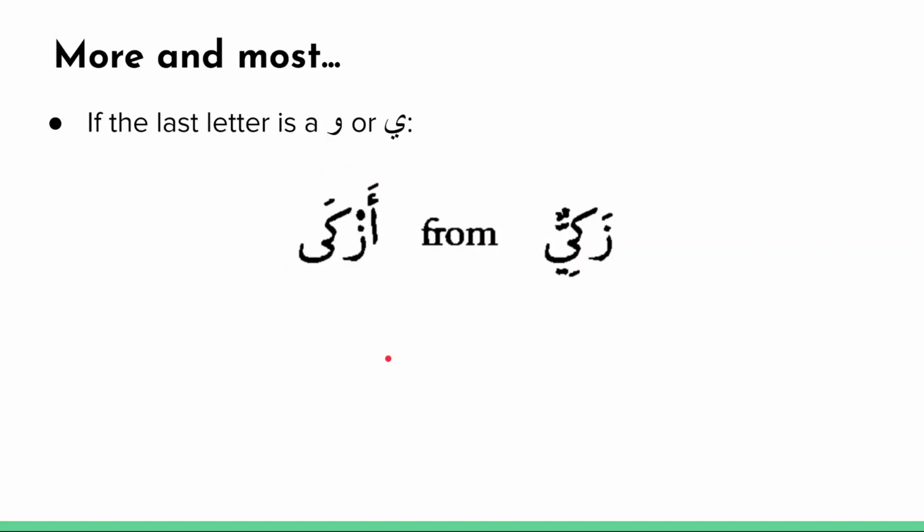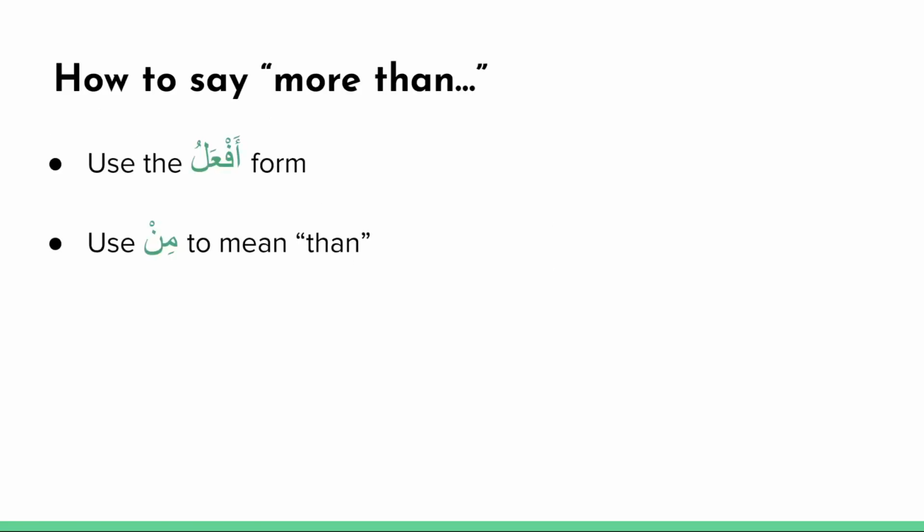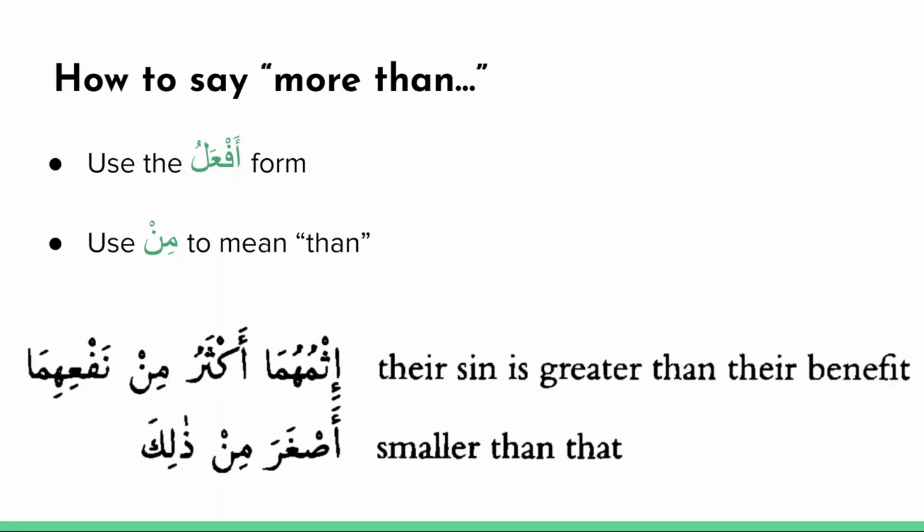Okay, so this is how you actually form the word, but how do you use it inside an entire sentence? Well, let's try to say the phrase more than. We know how we're going to say more, or the adjective with more. We're going to use the af'alu form. To say than, you use the word min. We've already seen one use of min before, which means from, but in this case, min can also mean than in this comparative or superlative form. So let's see a couple of examples of that.